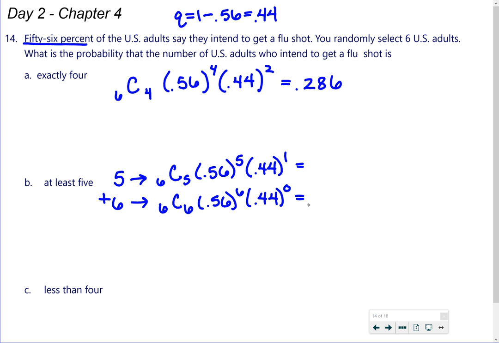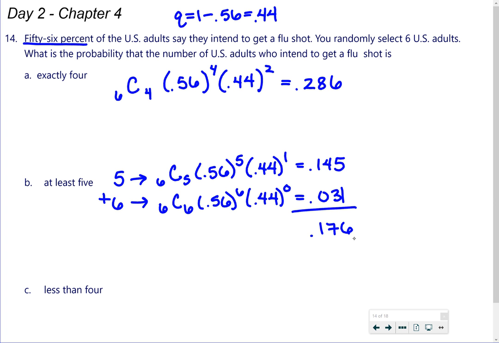All right, and then you can just edit what you have in your calculator. Choose 5, 5th, 1st. Top one should give you 0.145. Bottom one should give you 0.031. Add them together. Final answer, 0.176. Okay.